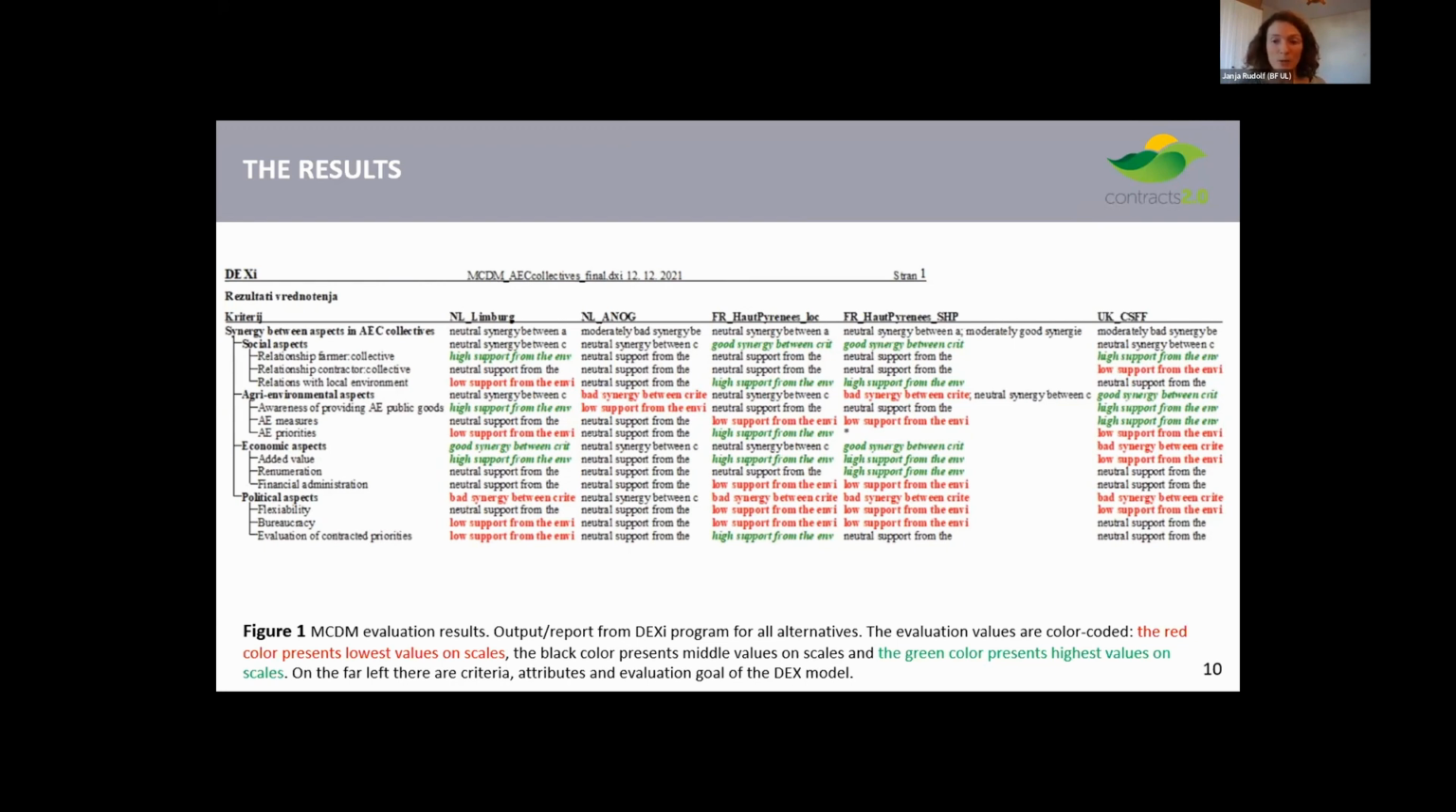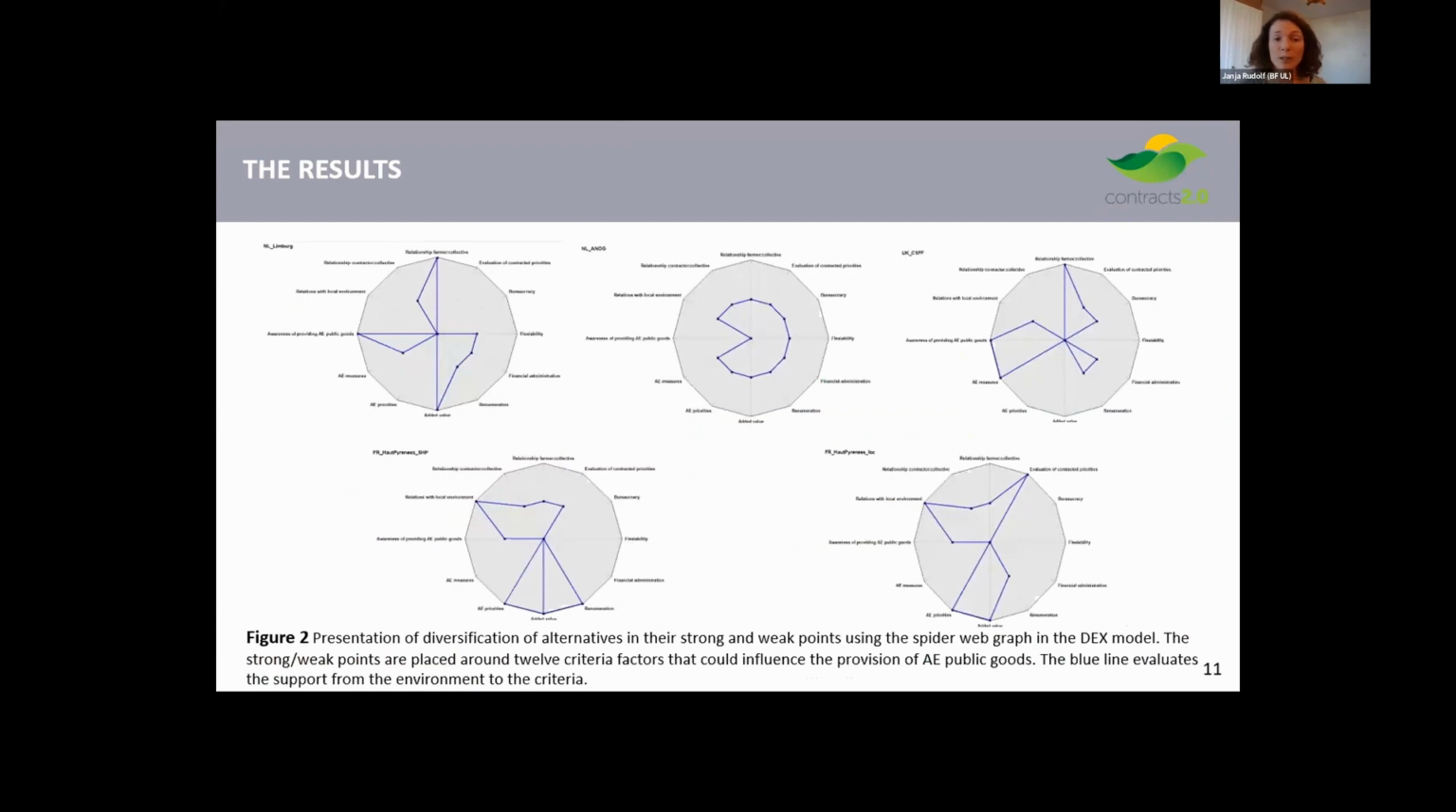of providing public goods. Now, the DEXi program also allows us to figuratively explain the results with the spider web. Here we can see that the overall goal in all alternatives was very similar, so neutral to moderately bad synergy of aspects. On the sub-level, on the attribute level, the cases are extremely diverse and they need help and strategic plans in different fields. The strong and weak points to provide agri-environmental public goods are very different, and the recommendations for improvement should be individually addressed. This model can help pinpoint the individual aspects and criteria that would need improvement and a strategic plan.